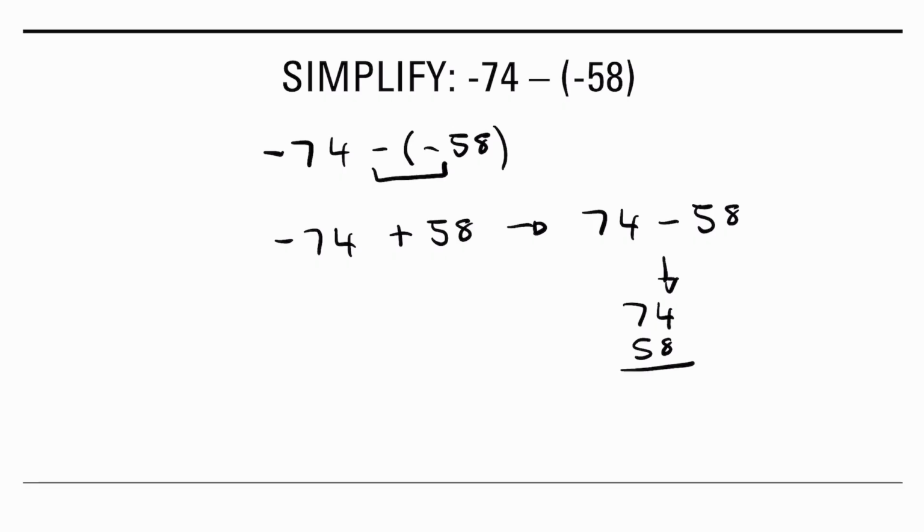And then I can work on it as we did previously. So 4 minus 8, we can't do that, so we have to borrow from the tens place. 14 minus 8 is 6, and then 6 minus 5 is 1. So we get 16 for 74 minus 58. Therefore, we actually have the opposite of that. So we've got negative 74 plus 58, so this would equal negative 16. So if we flip it and it becomes the opposite of the actual expression, we would then need to flip the result or the sum to retain the actual value of the original expression.